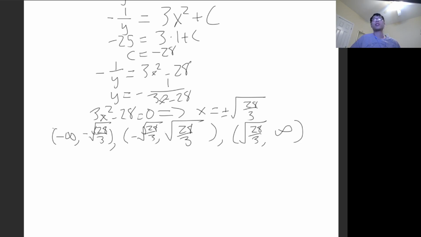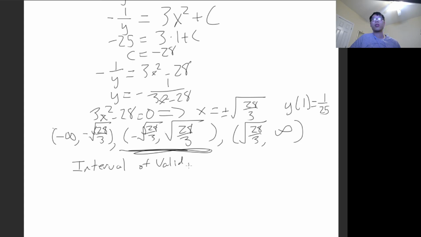And really we just want to see where the initial condition lies, let's remember what that was, y of 1 equals 1 over 25. We see that 1 lies in between this middle interval. So our interval of validity is this middle interval.